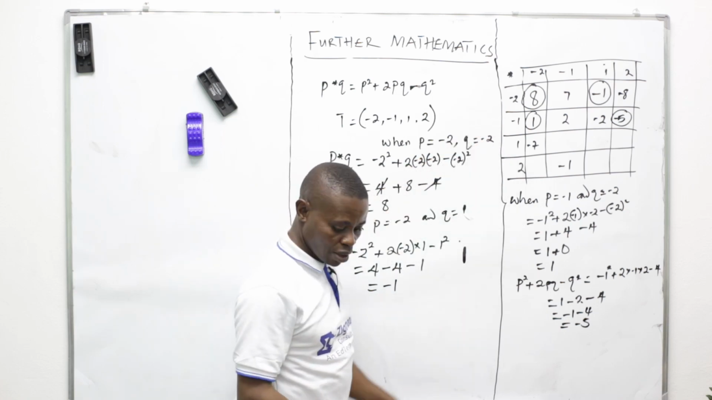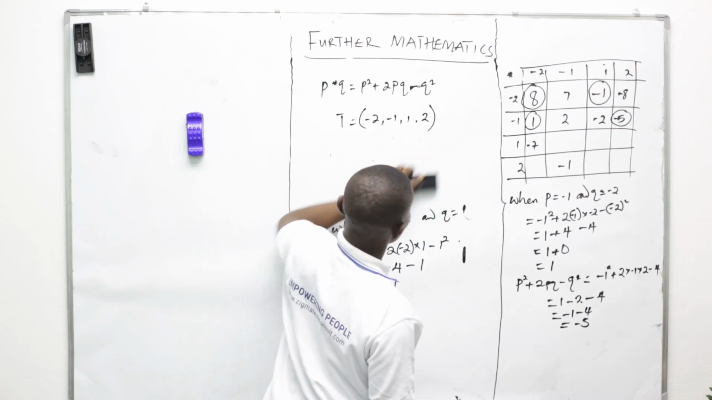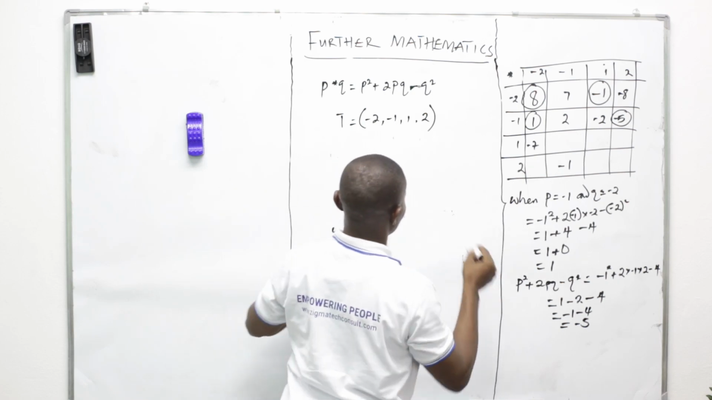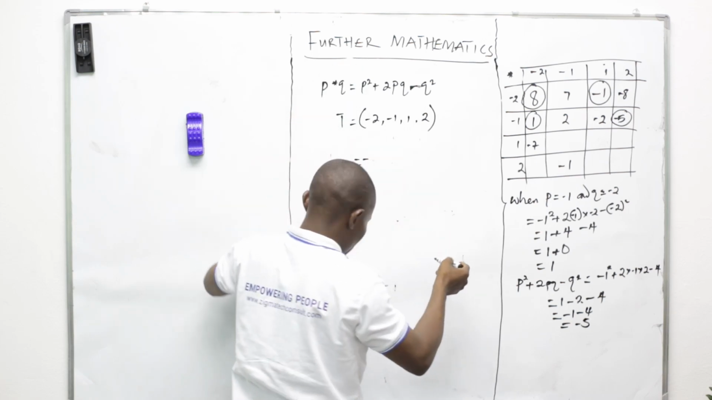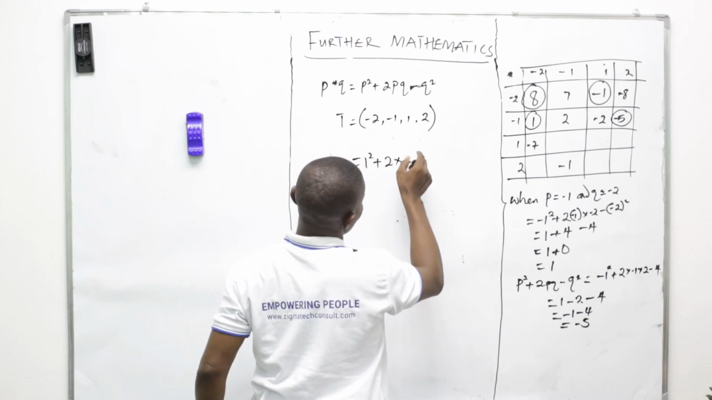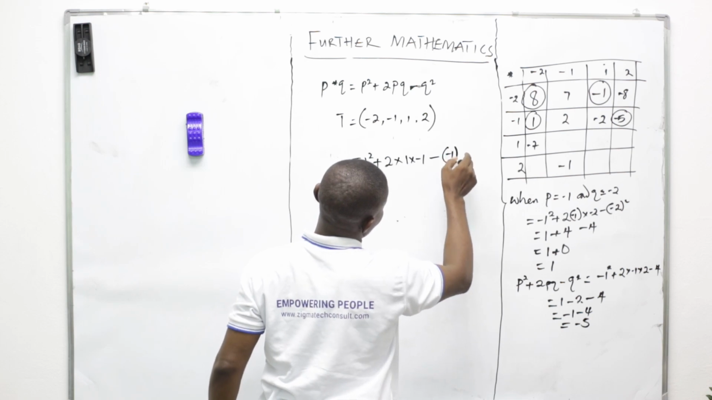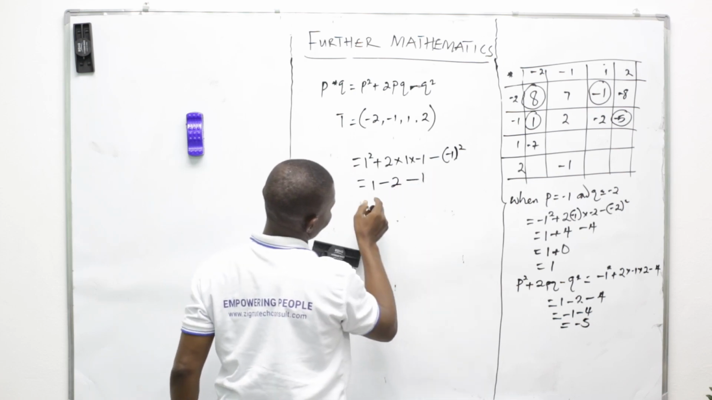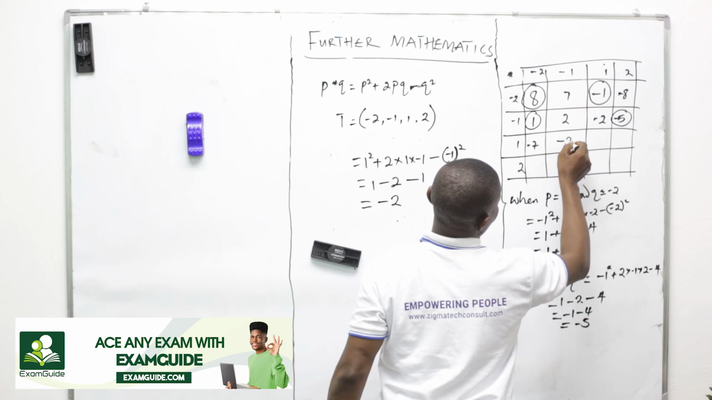When P is plus 1, Q is under minus 1. We now say that P square, 1 square, plus 2 times 1 times minus 1 minus 1 all squared to give us 1 minus 2 minus 1 to give us minus 2. You write minus 2, circle it.